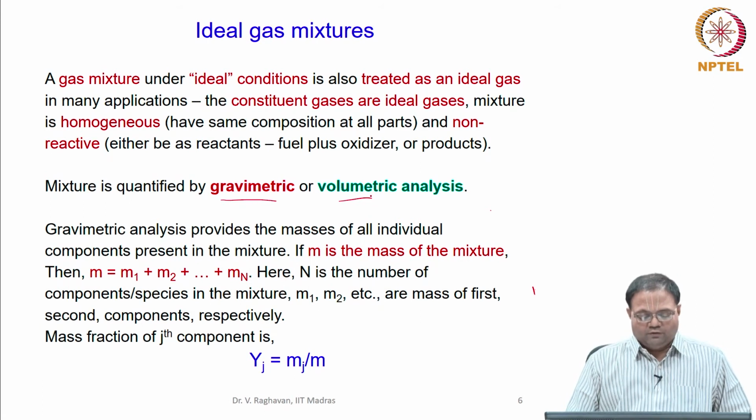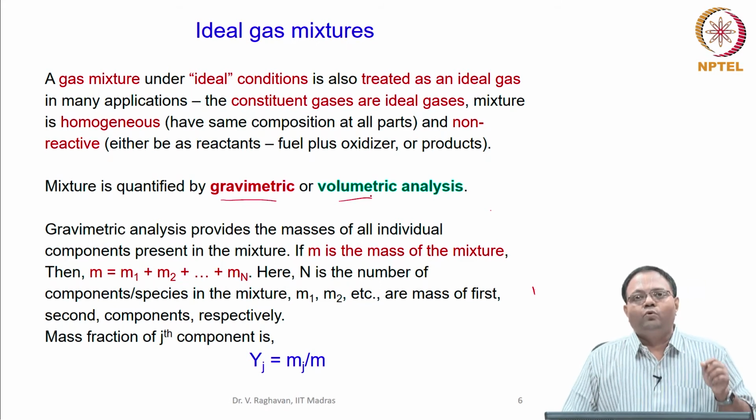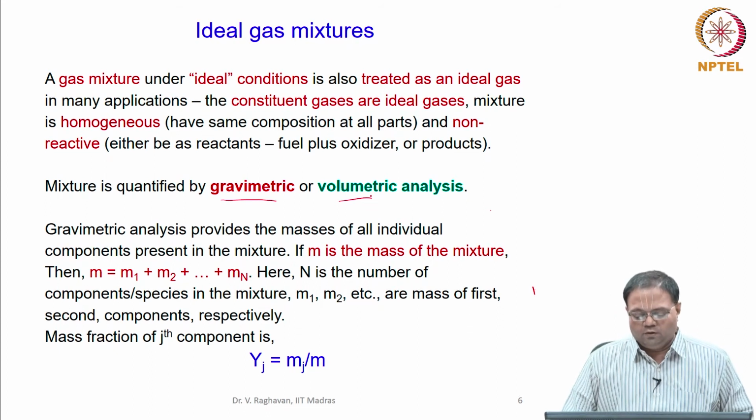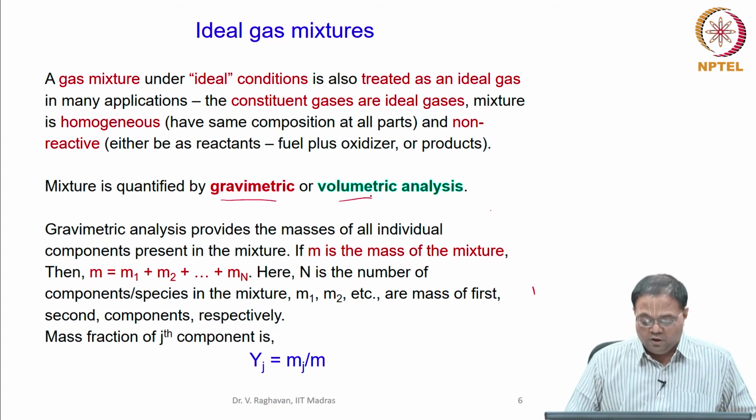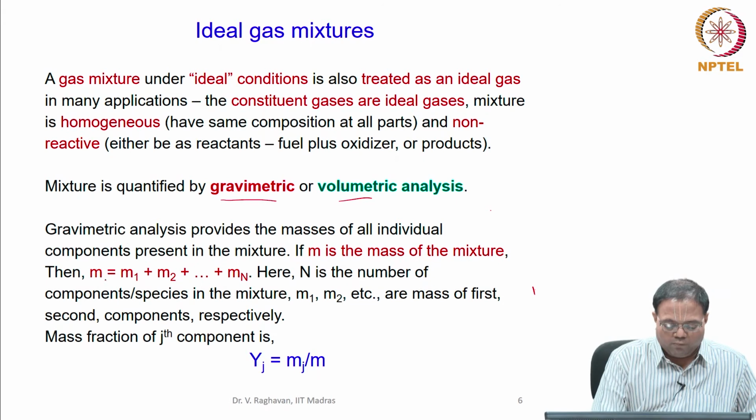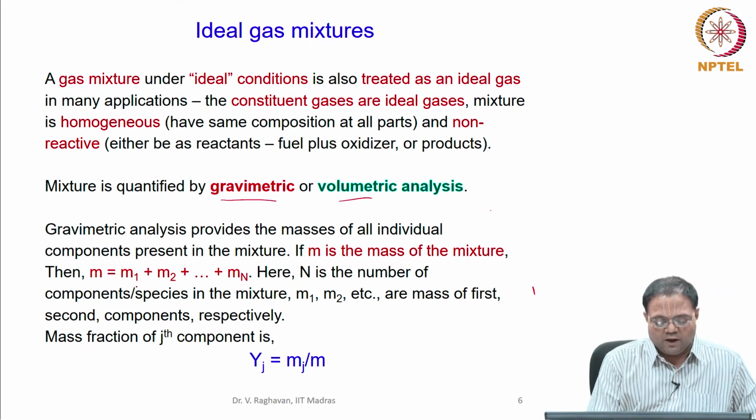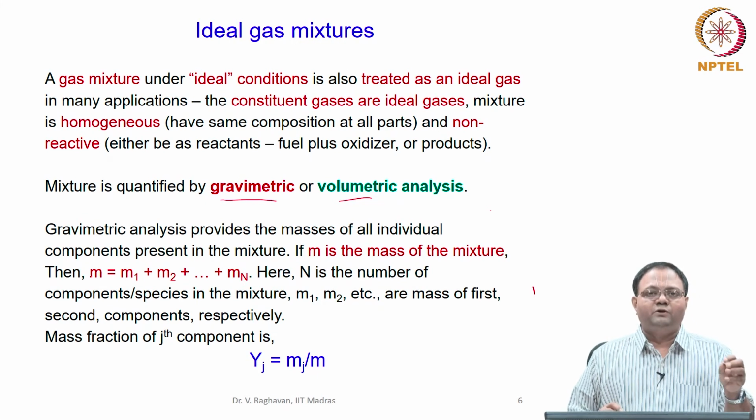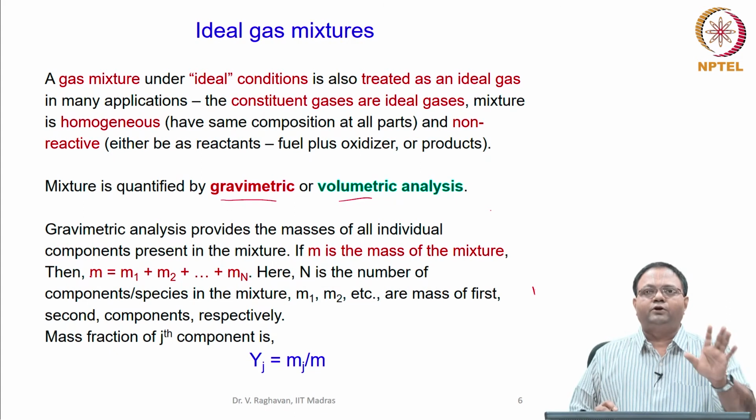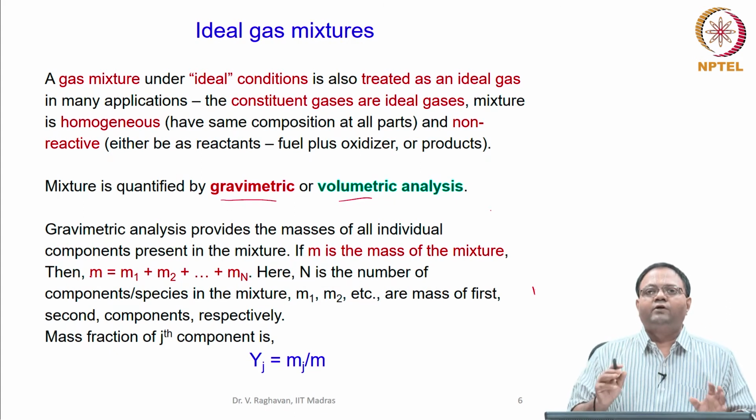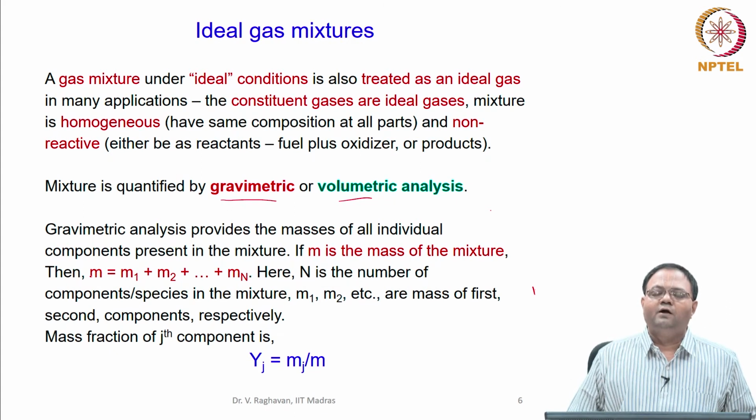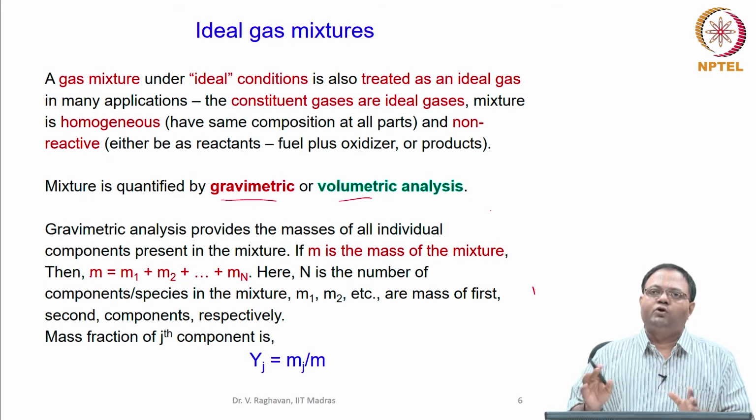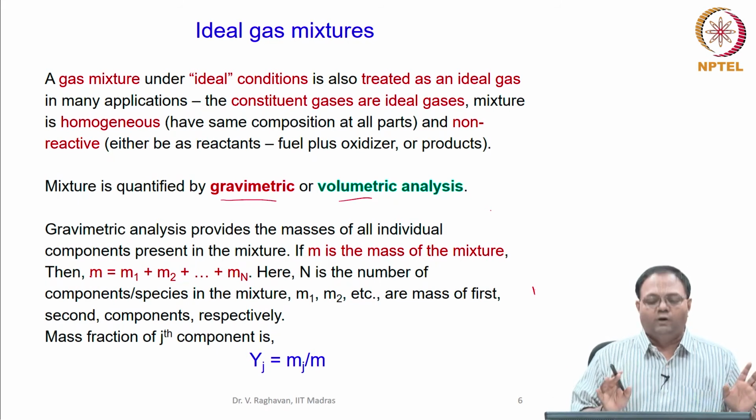For example, if there are capital N components, then by doing a gravimetric analysis, you will get the masses of the individual components. If M is the total mass of the mixture, then I will get M1, M2, M3, etc. till Mn. If you add them up, you will get M. So, you take a mixture of mass M and subject it to gravimetric analysis, it will give the individual components present in it, with masses M1 to Mn, and if you add them, you will get the mixture mass.